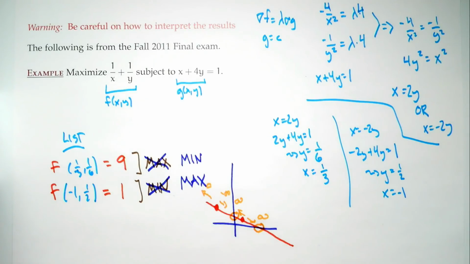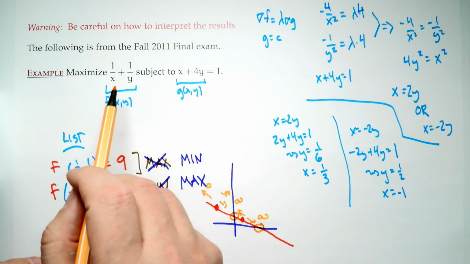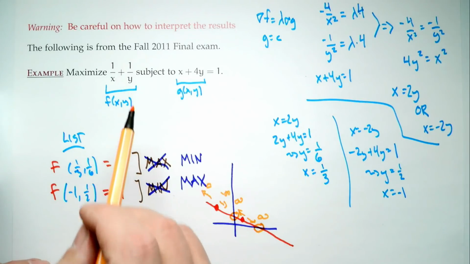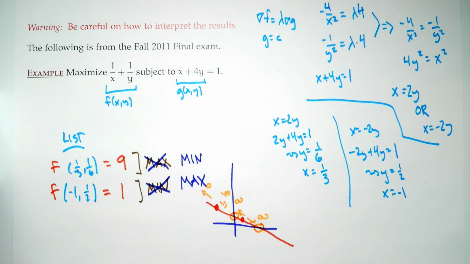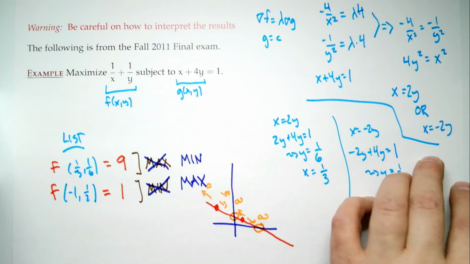On the other hand, x plus 4y equals 1 is definitely not bounded. 1 over x plus 1 over y, definitely not continuous. So you have to be careful. All right. Now that I've shaken your faith, let's do some more. Okay.